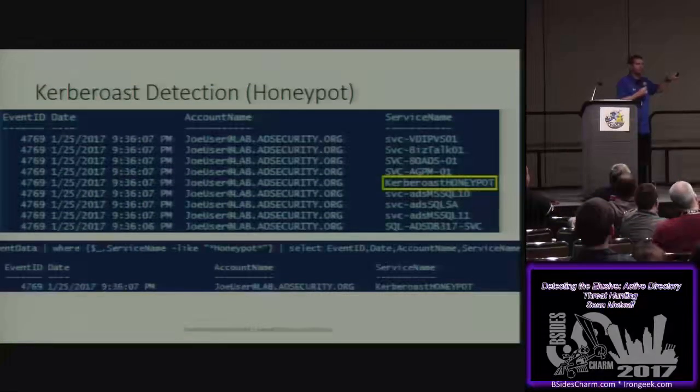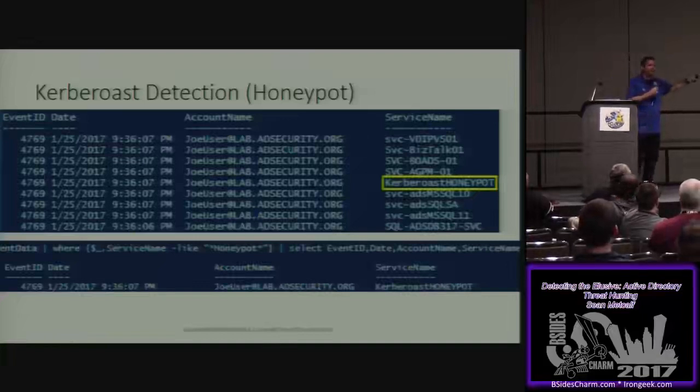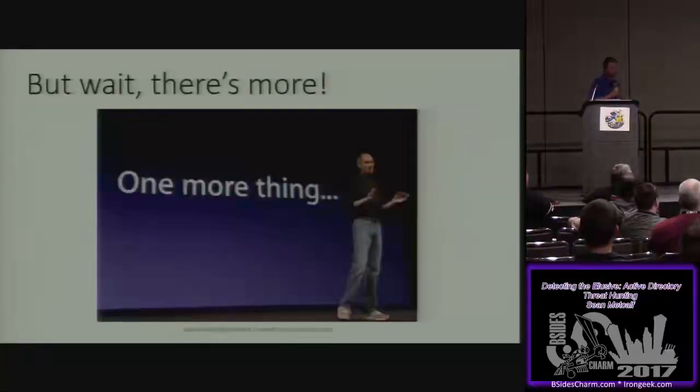He is requesting service principal names for a system that does not exist on this network. And if we just look for that specific service name, which we don't have to name honeypot, we can call it something else, we can see that it happened. So from millions to thousands to one guaranteed high-fidelity event. Attackers are doing this. But there's more.